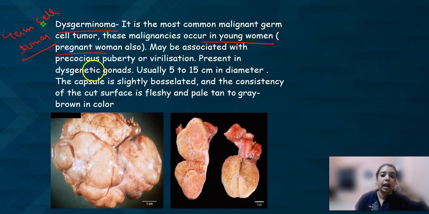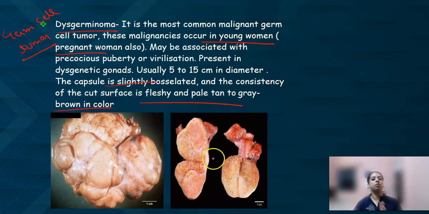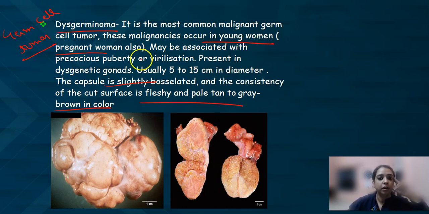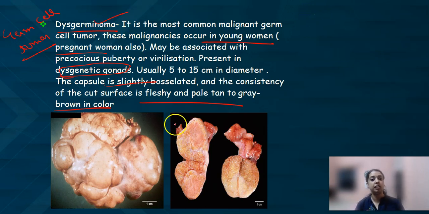So a pregnant woman, and it is bosselated. Can you see it is bosselated? If you cut it, it is fleshy, pale to tan brown in color. So on gross it is bosselated, and when you cut it, it is pale to tan gray in color. They will give you a young woman or a pregnant woman, and sometimes dysgenetic gonads. You have learned that in XXY, in androgen insensitivity, or in Turner mosaic X0XY, you have to remove the gonads because there is a tendency to develop cancer. This is the cancer which develops in dysgenetic gonads. So this will be the history and this will be the appearance if dysgerminoma is being asked.